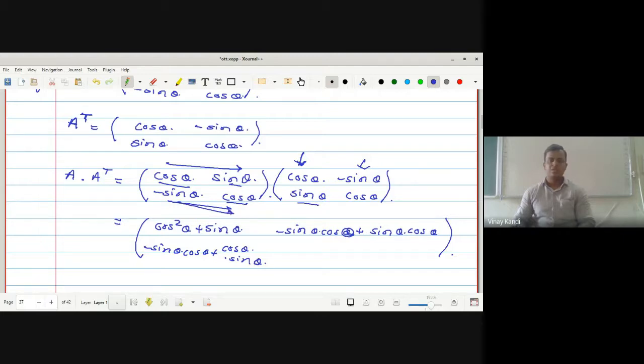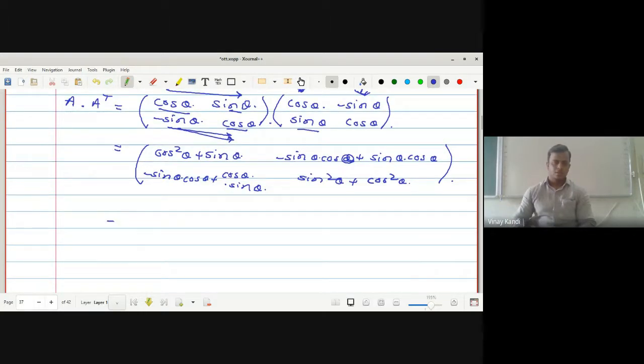Now, second row with second column. Minus minus gets plus. This one is sin square theta, plus cos into cos is cos square theta. Now look at this: this one is minus sign, this one is plus sign, so this is cancelled. Similarly here. Now cos square plus sin square is 1. This one is 0, this one is 0, and this one, cos square plus sin square, is equal to 1. So A into A transpose is equal to what? Identity matrix of order 2.